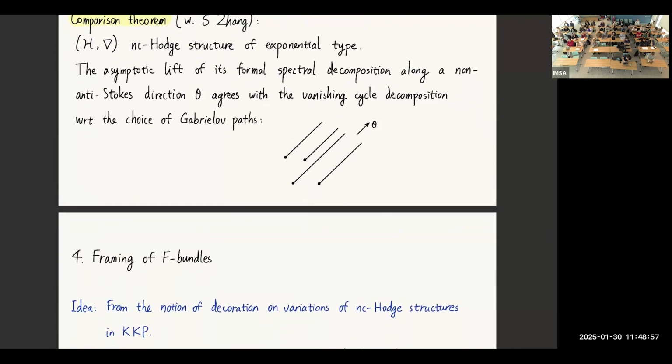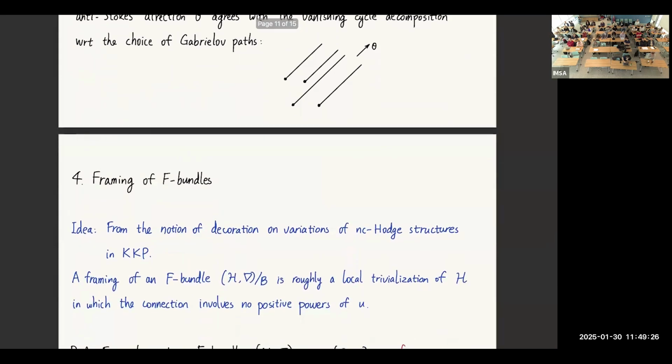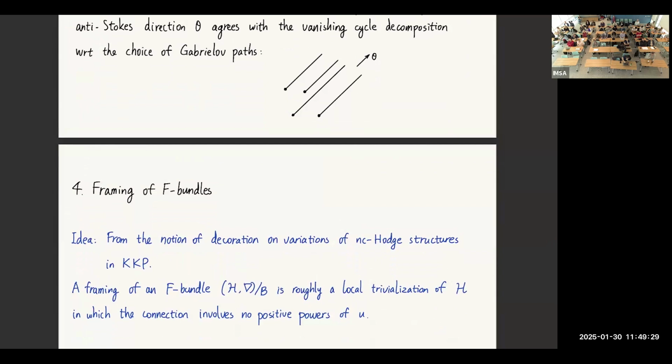Okay, and next let me talk about framing of F bundles. So the idea of framing comes from the notion of decoration on variation of non-commutative Hodge structures, also in the paper by Katzarkov, Kontsevich and Pantev. It is used to relate non-commutative Hodge structures with Frobenius notions, Frobenius manifolds, and so on. Roughly, a framing of an F bundle is a local trivialization of this vector bundle H, in which the connection involves no positive powers of u.